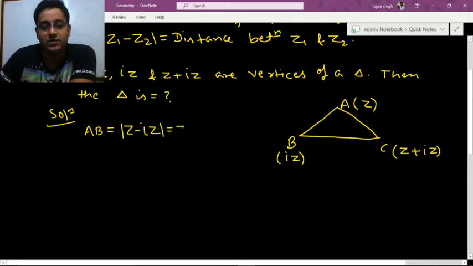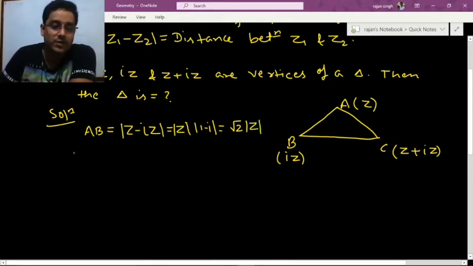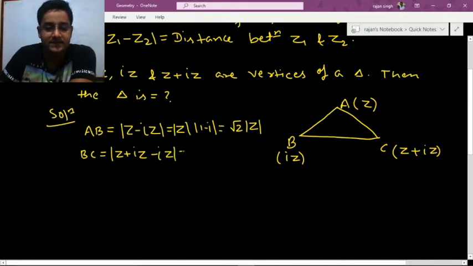What is common here? z is common. Basically mod z will come outside, and inside the bracket 1 minus iota will remain. The whole modulus of 1 minus iota is root 2. Modulus of 1 minus iota is root 2. Similarly, we have to find the length BC: z plus iz minus iz. The iz cancels, simply mod z is coming.